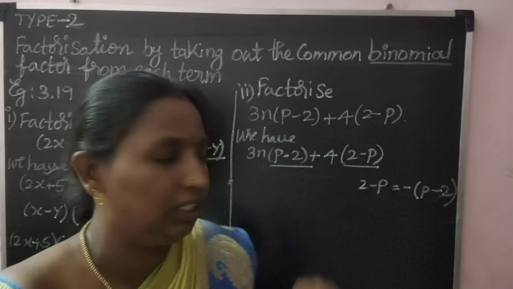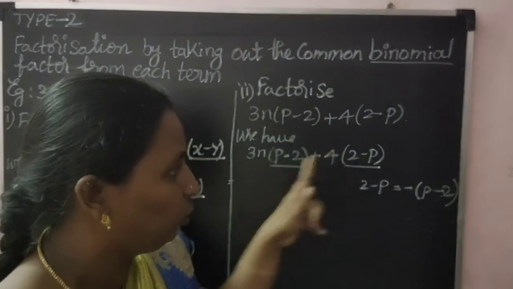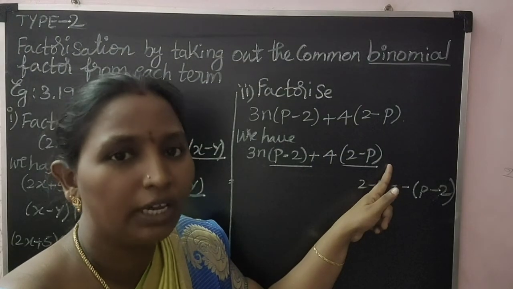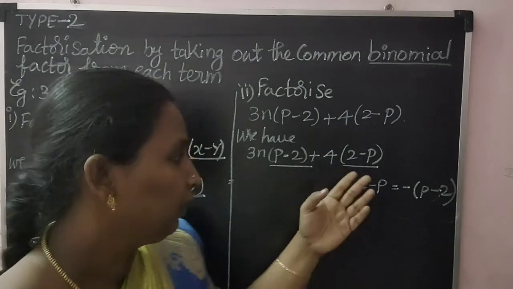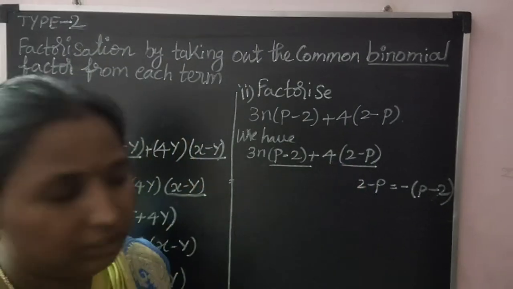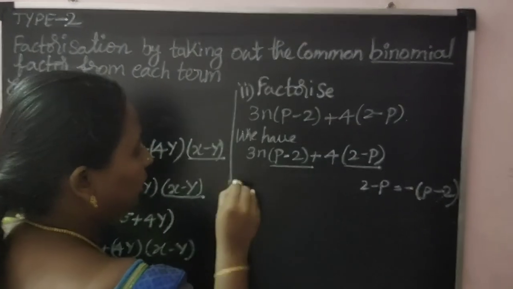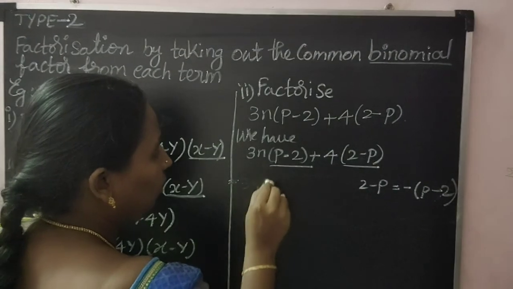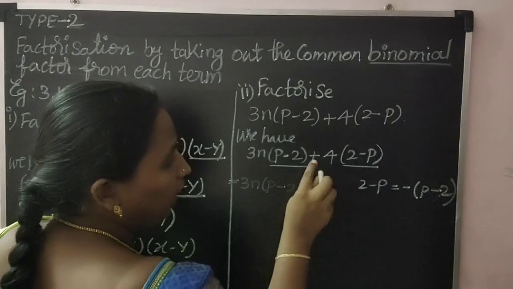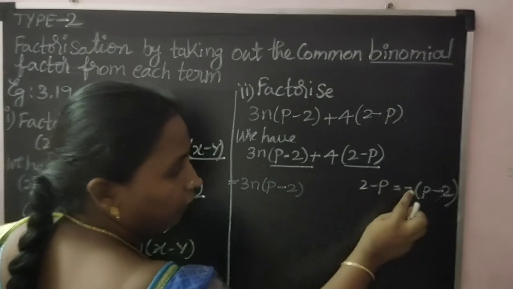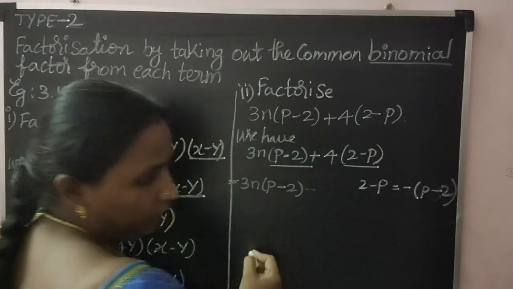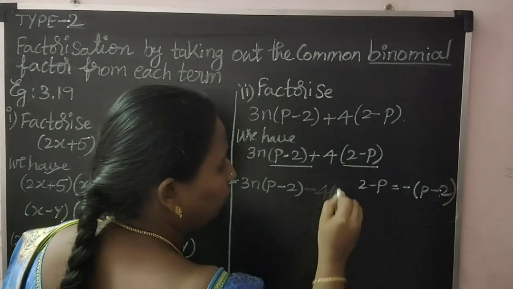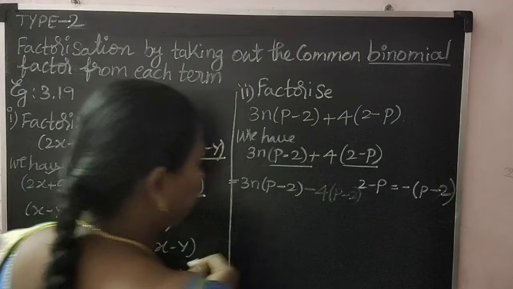Why am I writing like this now? Here you have p minus 2, but in the next term you have 2 minus p. You should not take out p minus 2 like that as common, because the sign varies here. So right now 3n into p minus 2. Here you have plus 4, but 2 minus p can be written as minus of p minus 2. So plus into minus, you will get minus 4 into p minus 2.